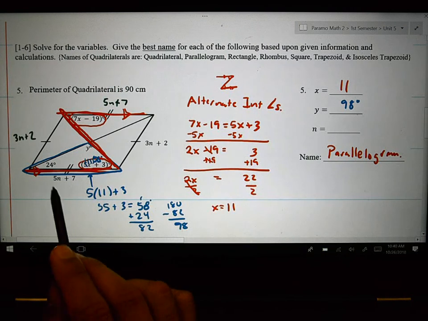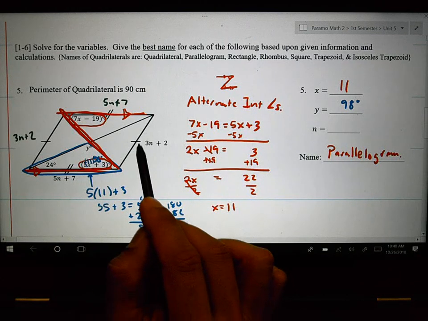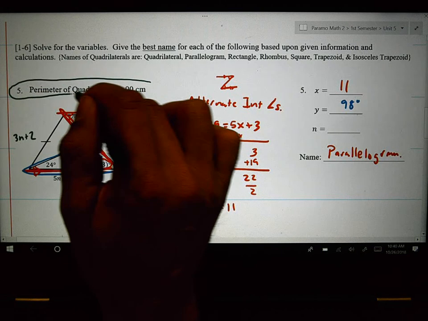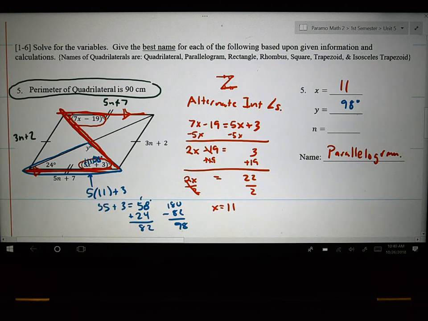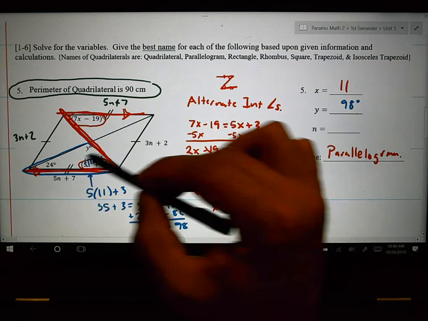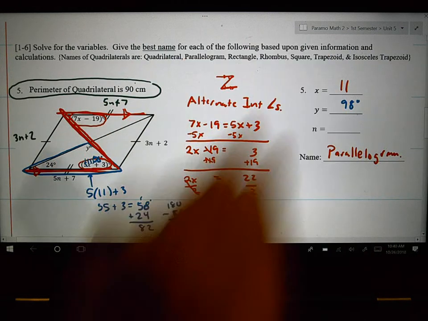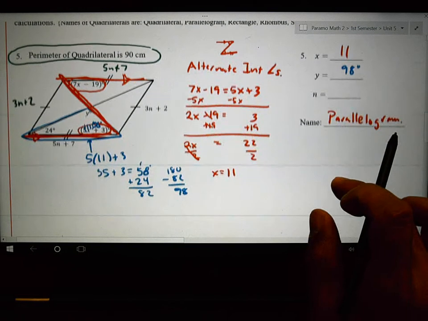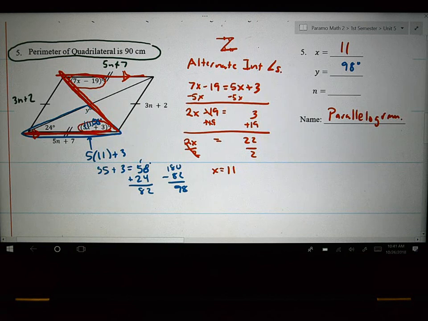What I'm going to have to do, because there is no rule for the outside other than this piece of information they gave me at the start: the perimeter is 90 centimeters. What does that mean? That means this plus this plus this plus this should equal 90. So we can do that and solve it to figure out what the value of n is.